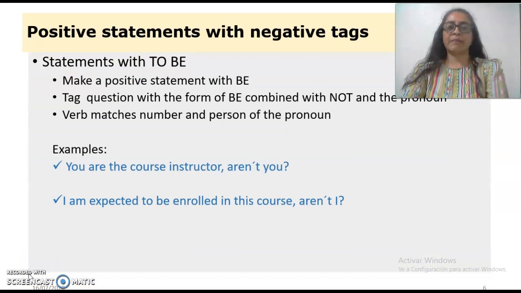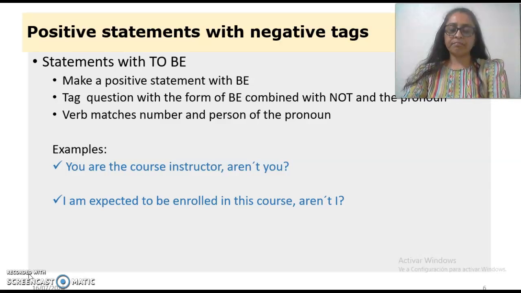Well, positive statements with negative tags. We make a positive statement with to be, and we construct the tag question with the form of to be combined with not and the pronoun. Again, the verb has to match the number and person of the pronoun. "You are the course instructor, aren't you?" "I am expected to be enrolled in this course, aren't I?"